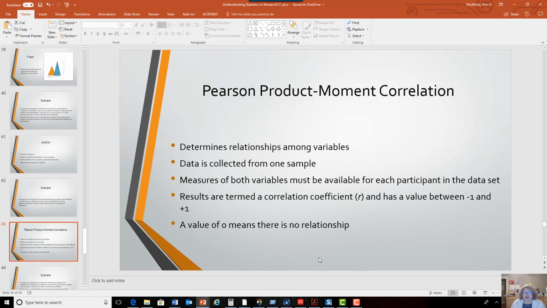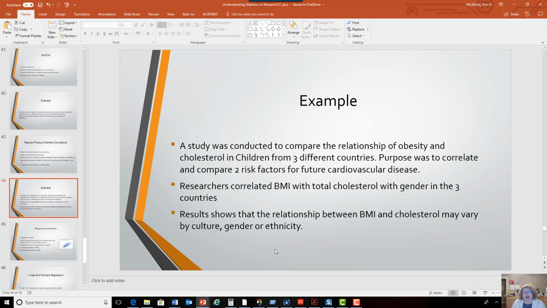So the results are termed a correlation coefficient, with a value between -1 and +1. If there's a value of 0, then there's no relationship. An example was conducted to compare the relationship of obesity and cholesterol. So we're looking at the relationship: is there a relationship between obesity and cholesterol? This was to correlate and compare the 2 risk factors for cardiovascular disease. Researchers correlated BMI with cholesterol by gender in 3 countries, and it shows that the relationship between BMI and cholesterol may vary by culture, gender, or ethnicity.